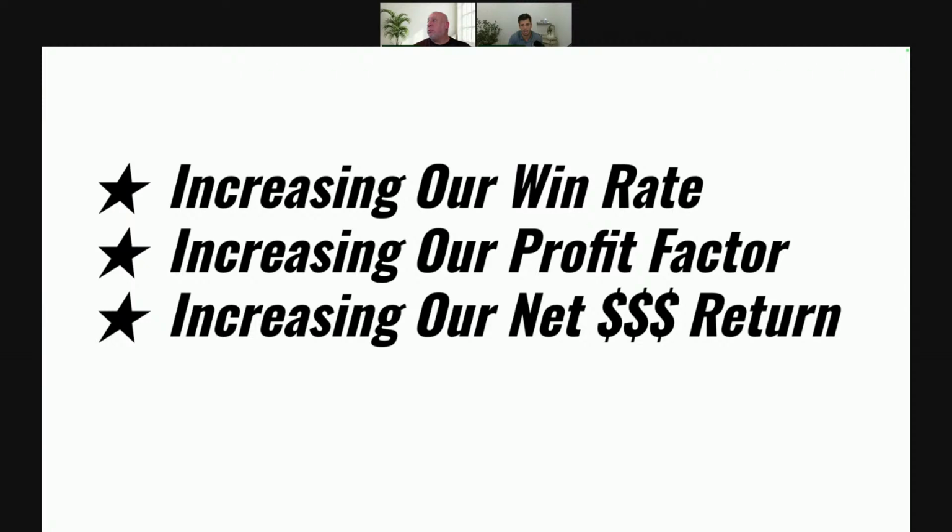Well, at the same time, we also get a better win rate. We also get a better profit factor, and we see a higher net return. I've done a ton of back testing in my time here. I've been at it for 15, 16 years now, and almost every single time, the P&L is much, much better with this application that I'm going to teach you today.